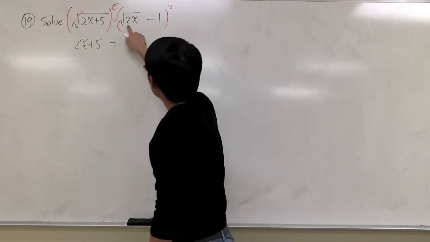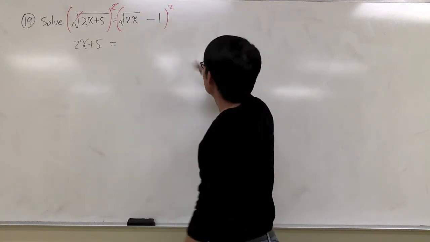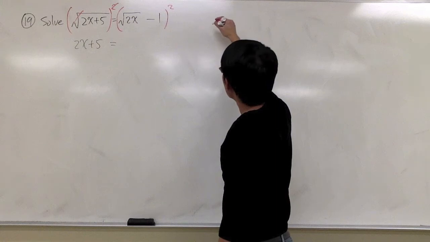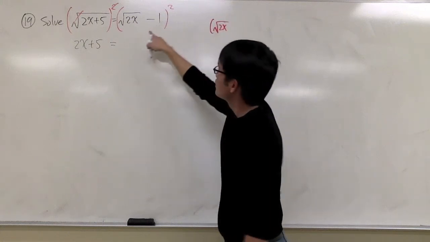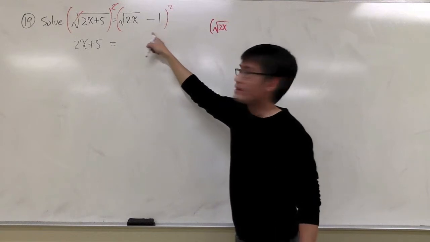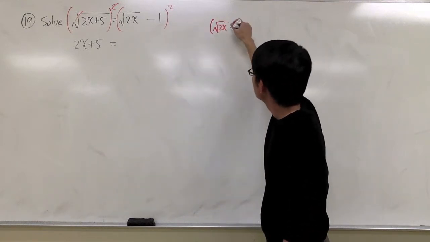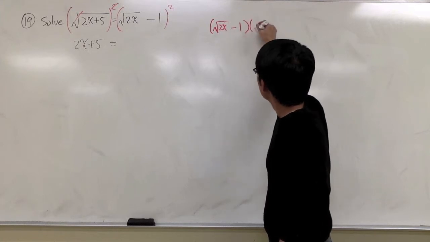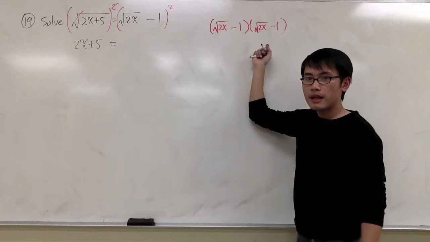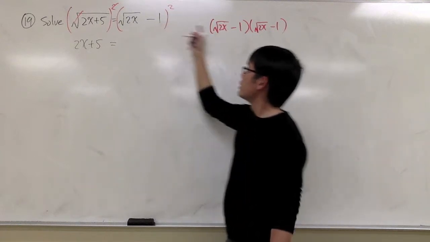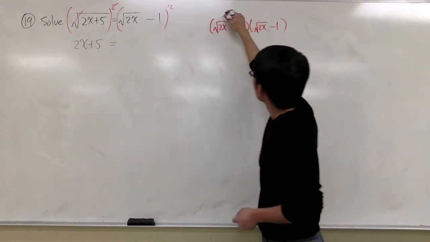I have the square root of 2x, and minus 1 is on the outside, all to the second power. So let me do that on the side. Make sure that you write down two of these, because I have the square root of 2x minus 1 to the second power. I will write it down twice: square root of 2x minus 1, and then square root of 2x minus 1, like that. So write this down twice, and then follow this out. Let's see what we get.